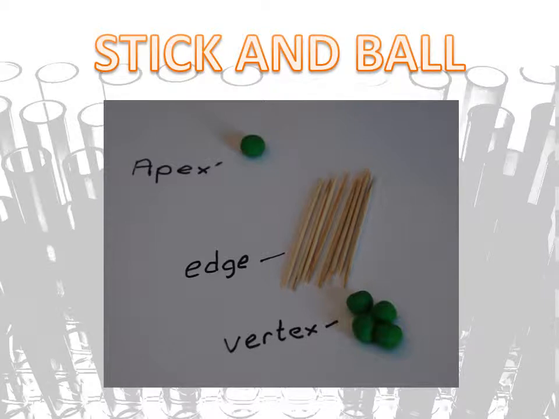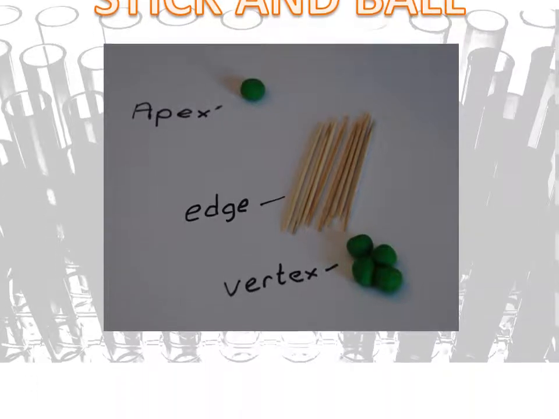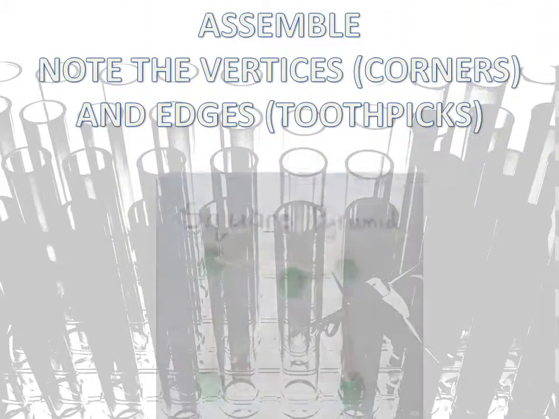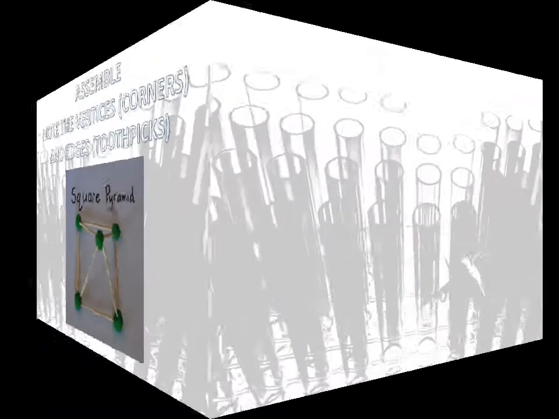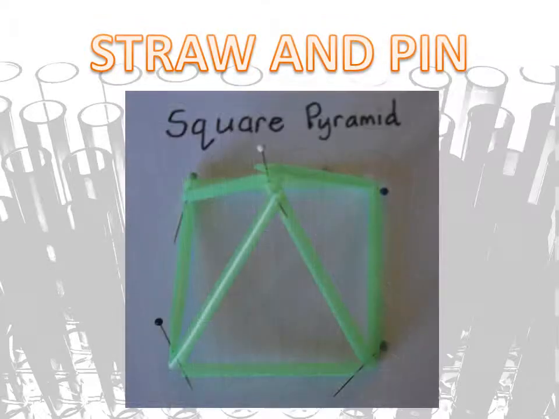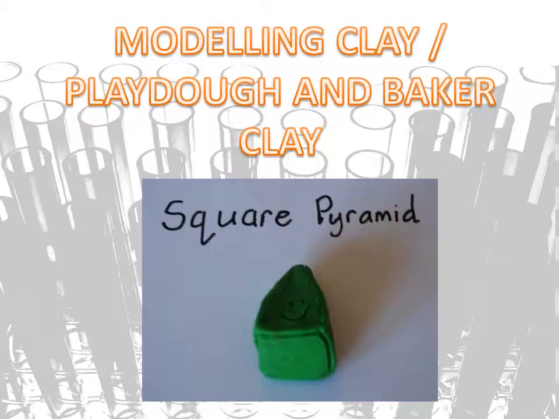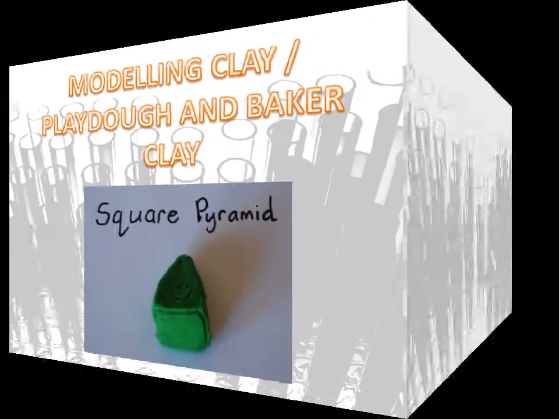There are other ways to make these 3D shapes. For example, with toothpicks and Play-Doh. Here we have a square pyramid. You can also make it using straws and pins, or you can make these shapes using modeling clay or Play-Doh.